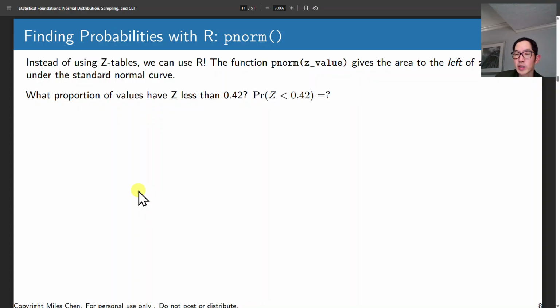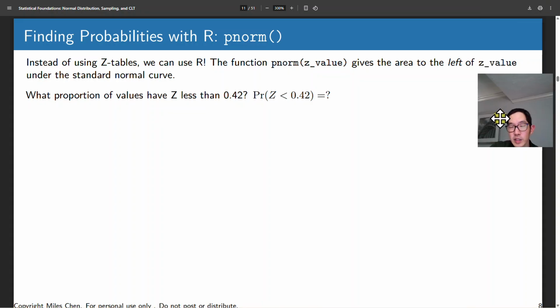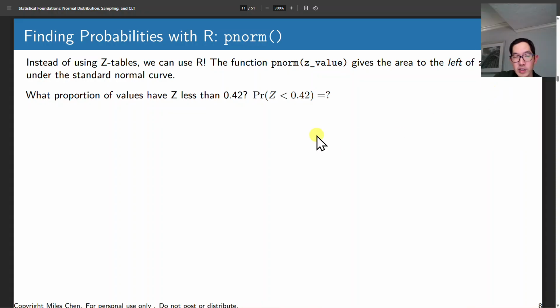Sometimes we are asked, what is the probability that z is going to be, say, less than some arbitrary number? And in the past, we would have to use a z table. If you pick up a traditional statistics textbook, in the back of the textbook there's going to be a bunch of tables, and one of them is going to be the z table. But now we can just use R, and the function we use is pnorm, and you just type in the z value. When you do that, it's going to give you the area to the left of the z value under the standard normal curve.